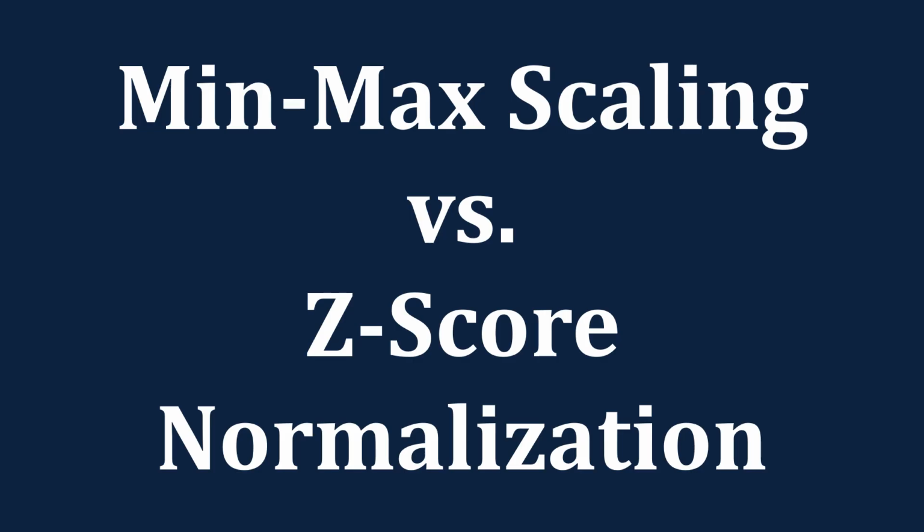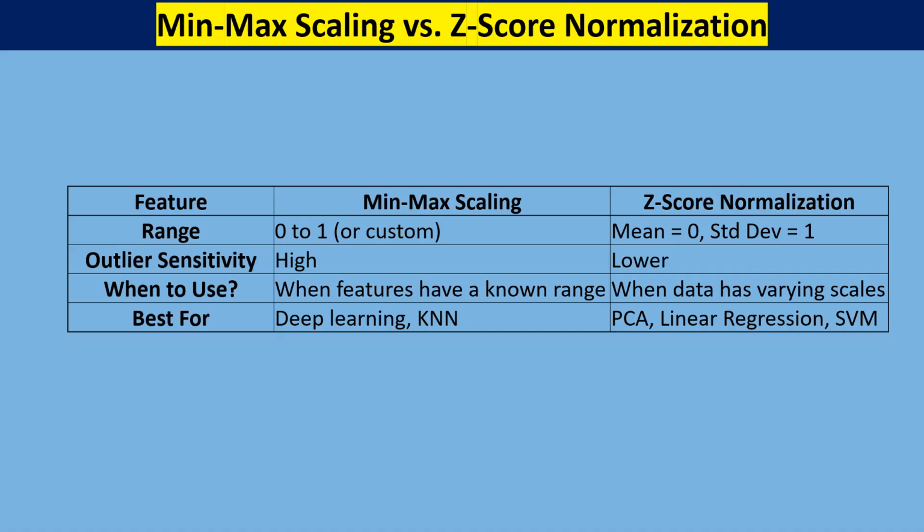Min-max scaling versus z-score normalization. The features have different ranges. Min-max scaling transforms values into a fixed range, typically 0 to 1, which is useful when you need bounded values. Z-score normalization centers data around 0, making it useful for algorithms that assume normal distribution.